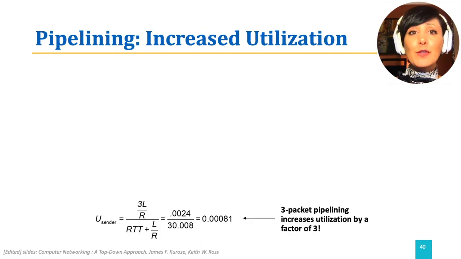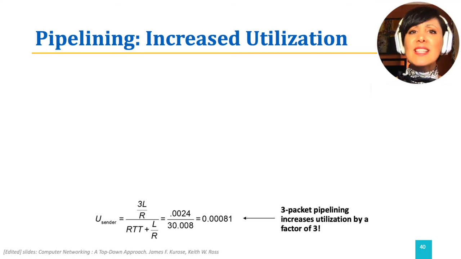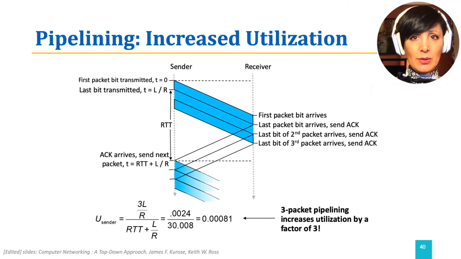To improve utilization, we can pipeline. Instead of sending one packet and waiting for it to be received on the other side, we can send a bunch of packets, having some of them in flight while we are waiting for the ACKs of those sent. For example, in our previous simple example, if we send 3 packets while we are waiting for acknowledgements, we improve utilization by almost 3 times.